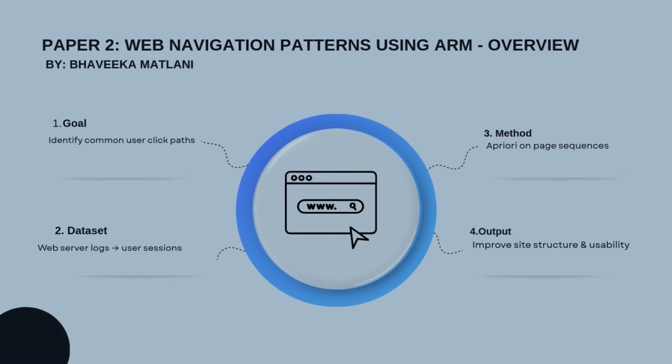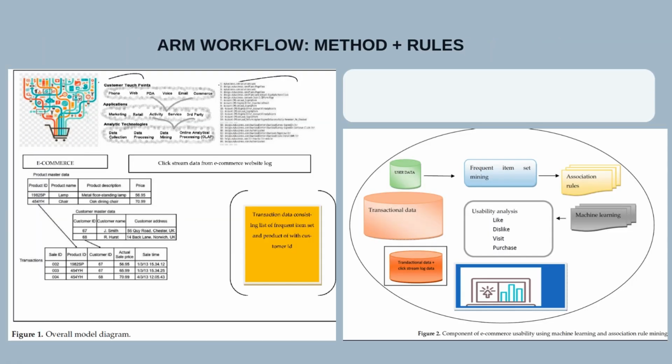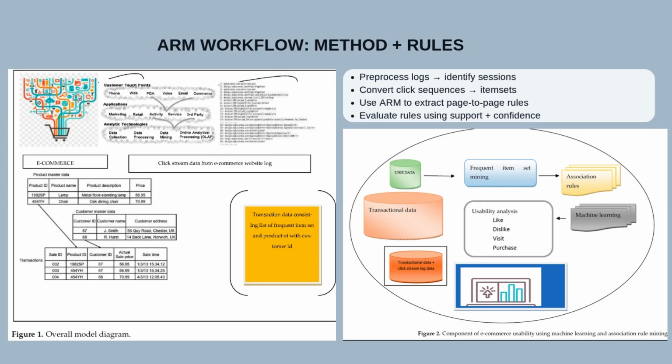The second paper I looked at shifts from product purchases to how users navigate across an e-commerce website. So instead of transaction data, this one analyzes clickstream logs, basically the sequence of pages a user visits. The idea is to uncover browsing patterns that can help improve the structure and usability of the site. Here again, they use Apriori to find frequent page sequences. This diagram on the slide breaks down the full workflow.